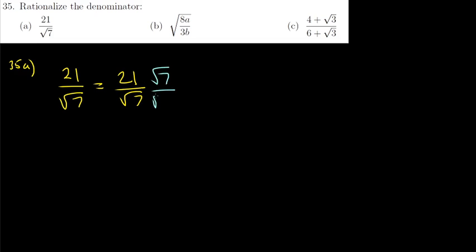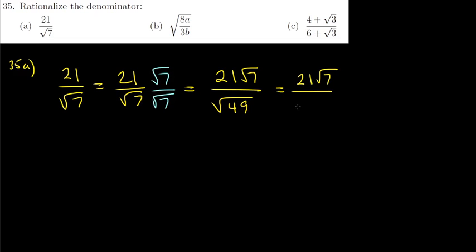Right, number 35, we want to rationalize the denominator. Right, so nothing new here. So 35a, we have 21 over the square root of 7. So you know the trick by now. Just multiply top and bottom by square root of 7. Right, again, the same denominator, right? So you get 21 square root of 7 in the numerator, and then the square root of 7 times 7 is 49. However, the square root of 49 is 7, right?